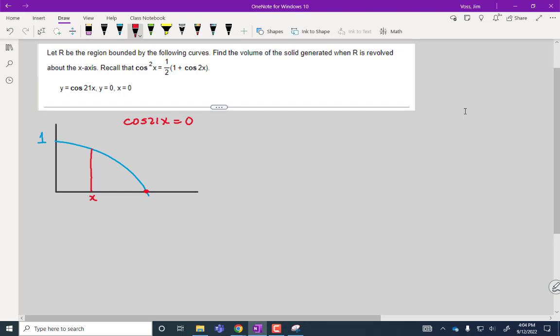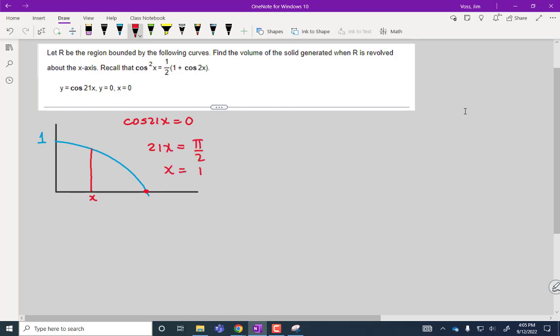Pi over 42 would do it. Yeah, pi over 42 would do it. So the angle is pi over 2 is where cosine is 0. When you're going around the unit circle, angle's increasing. The first time you get to a cosine of 0 is at pi over 2. So we would set this angle equal to pi over 2 to solve for x.